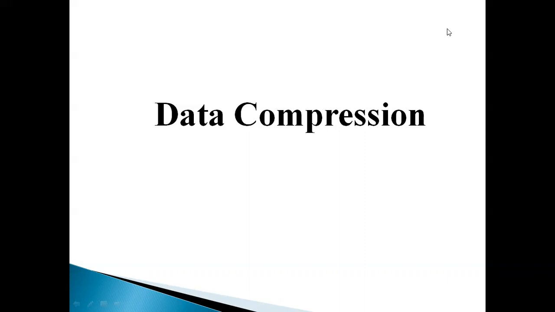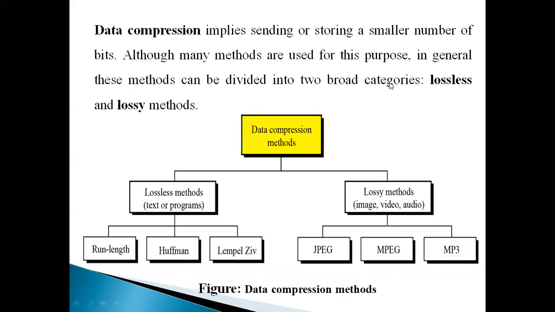Next we are going to see what is called data compression. Data compression implies sending or storing a smaller number of bits. Although many methods are used for this purpose, in general these methods can be divided into two broad categories. One is lossless, another one is the lossy method.